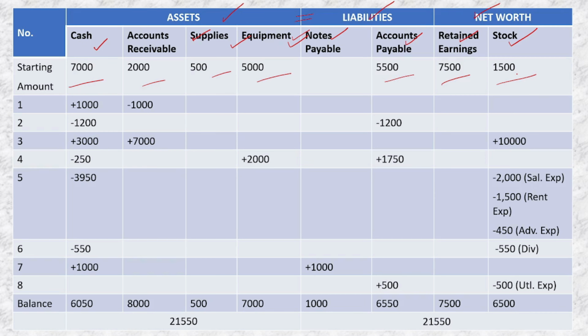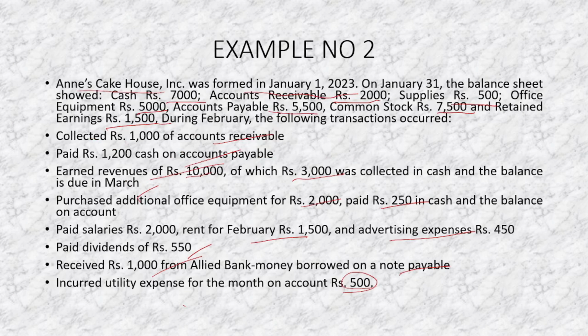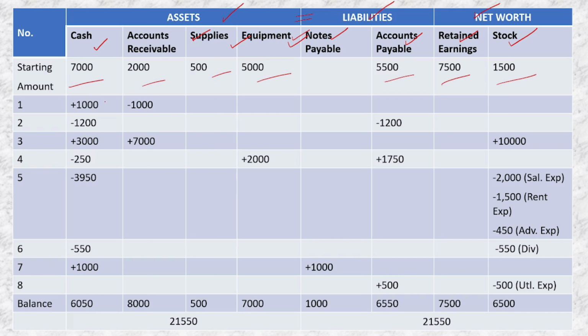So let's go now to the first question. The first question says that 1,000 rupees has been collected for accounts receivable. So what we see is that 1,000 rupees is being added in cash and subtracted from accounts receivable, because cash is being added and accounts receivable is being subtracted here.